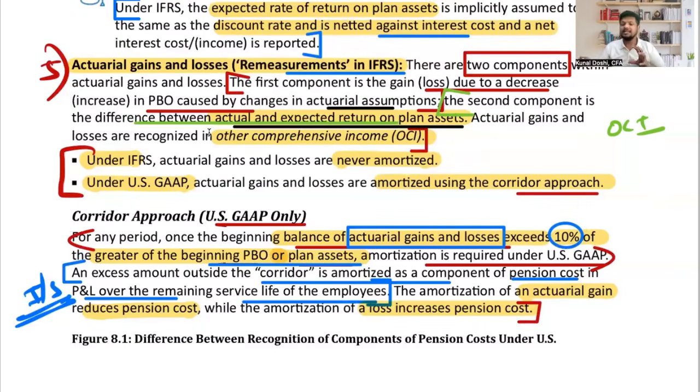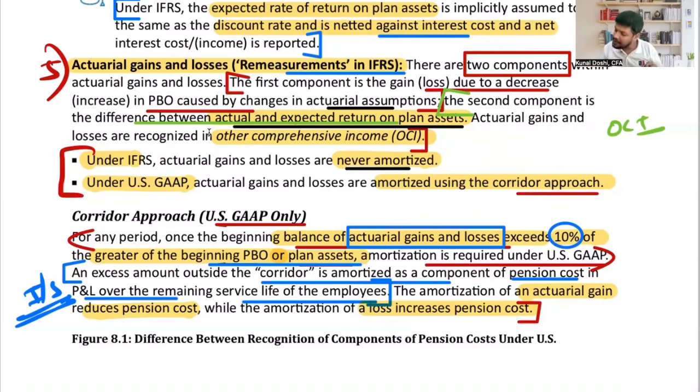This is generally recorded in other comprehensive income. So actual gain and loss, also called remeasurements in IFRS, right? That has two components. One is any change in the liability, and second is the difference in the assets' expected and actual returns. That together is actual gain and loss. Basically, it is related to the changes in asset and liability because of your assumptions. Under IFRS, they are never amortized. So it is recorded at one go.